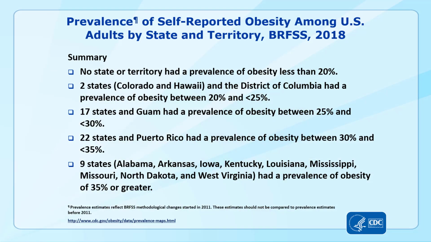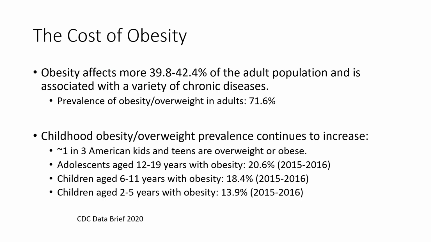Now, obesity, if you factor in overweight as well, affects a lot of people. Obesity alone affects close to about 40% of the U.S. adult population. Again, that's a cutoff of age 20 or above. It's associated with a variety of chronic diseases. We'll talk about some of the bigger ones in later slides. But the prevalence of obesity and overweight is 71%. That's the vast majority of our population.